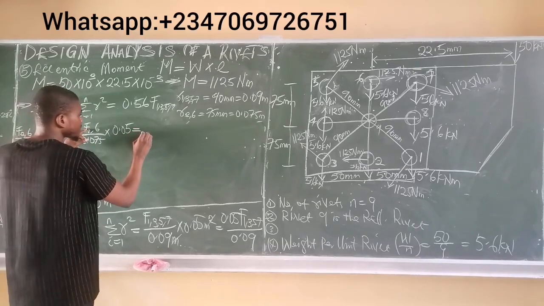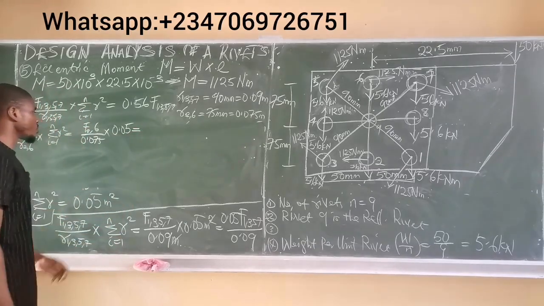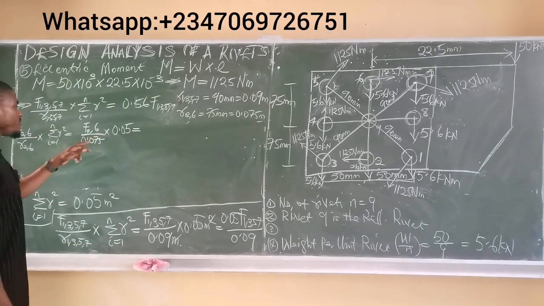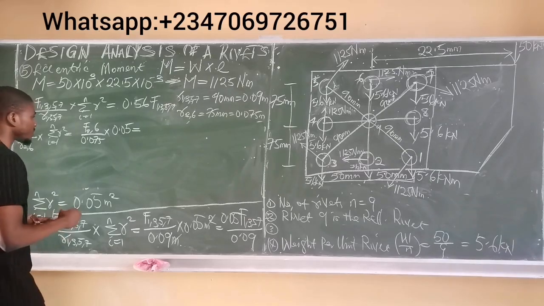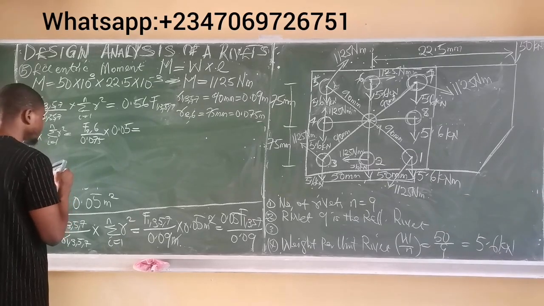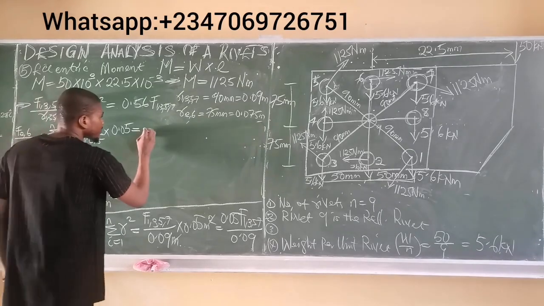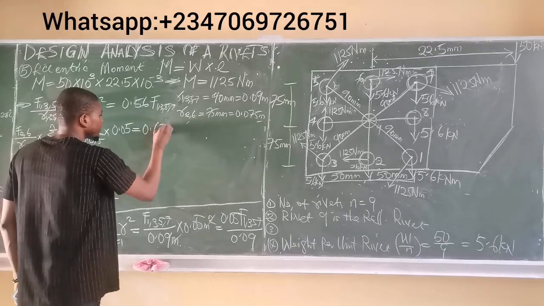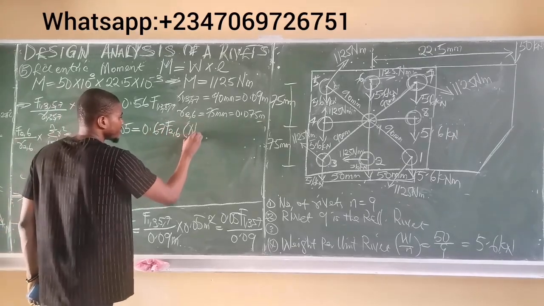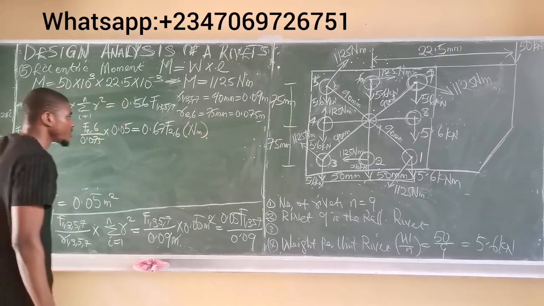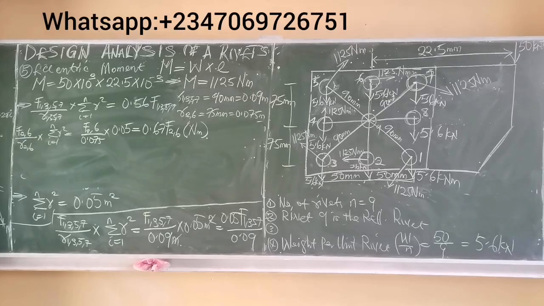0.05 times F26. Okay, so let's just do all at once. It becomes 0.05 divided by 0.075. So let's obtain the value of 0.05 divided by 0.075. It gives us 0.67 F26. Now this is in Newton meters because it becomes a moment.